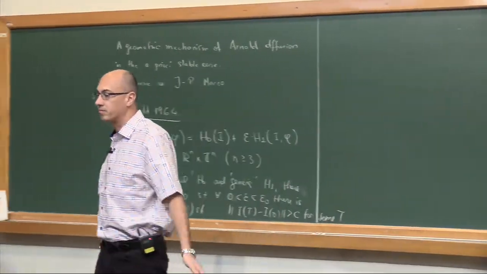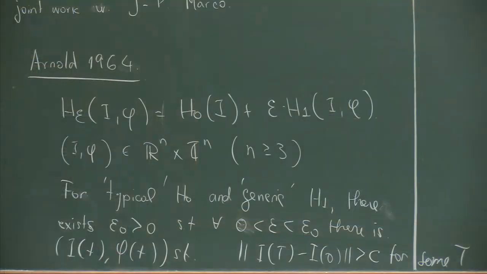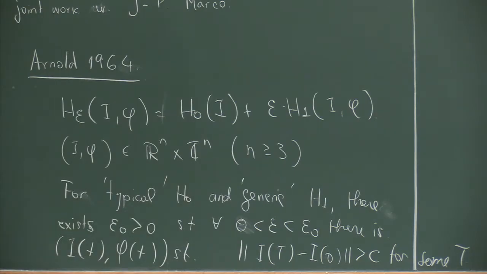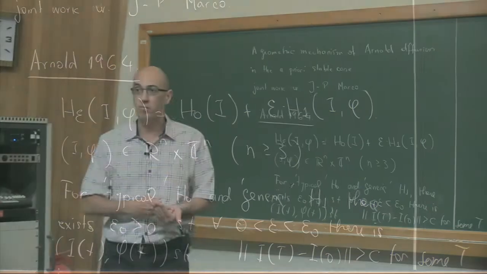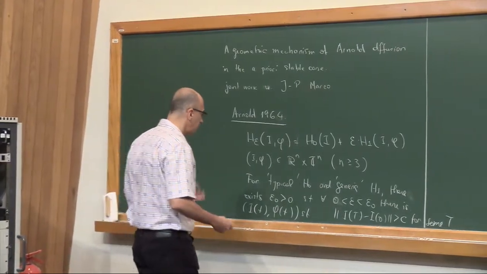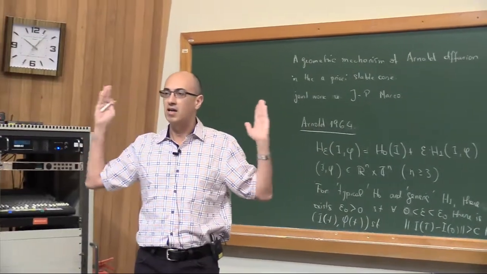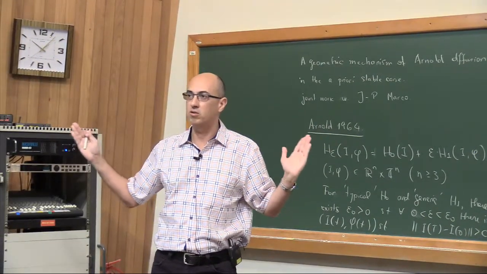Now the question is, if you add a small perturbation, whether you can find, for all epsilon small enough, trajectories of the Hamiltonian system for which the action changes by some quantity that is independent of the size of the perturbation. So you make epsilon smaller, and you may be able to find another trajectory that travels some distance, and the distance does not depend on the size of the perturbation.